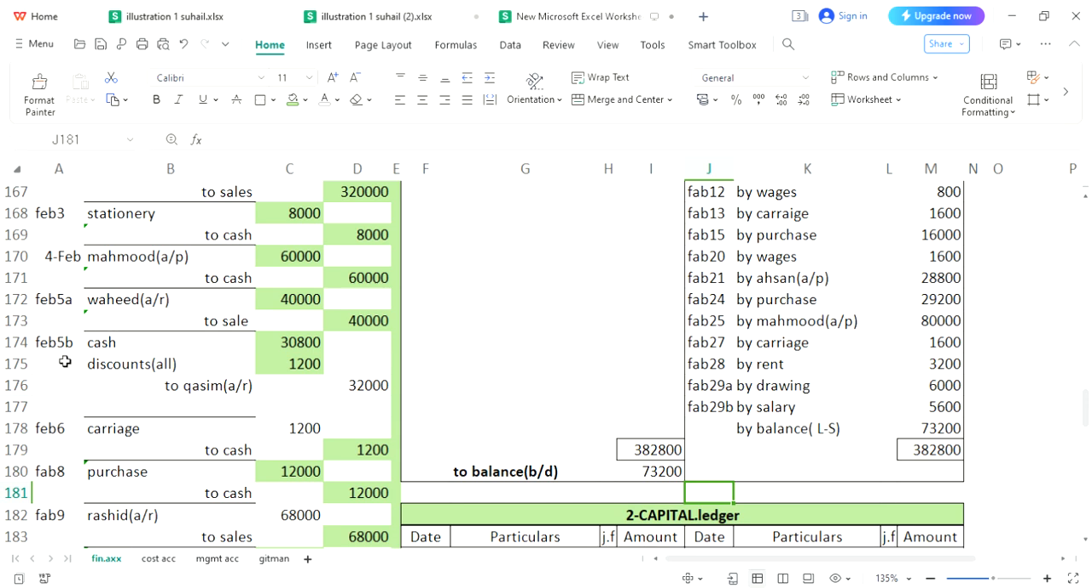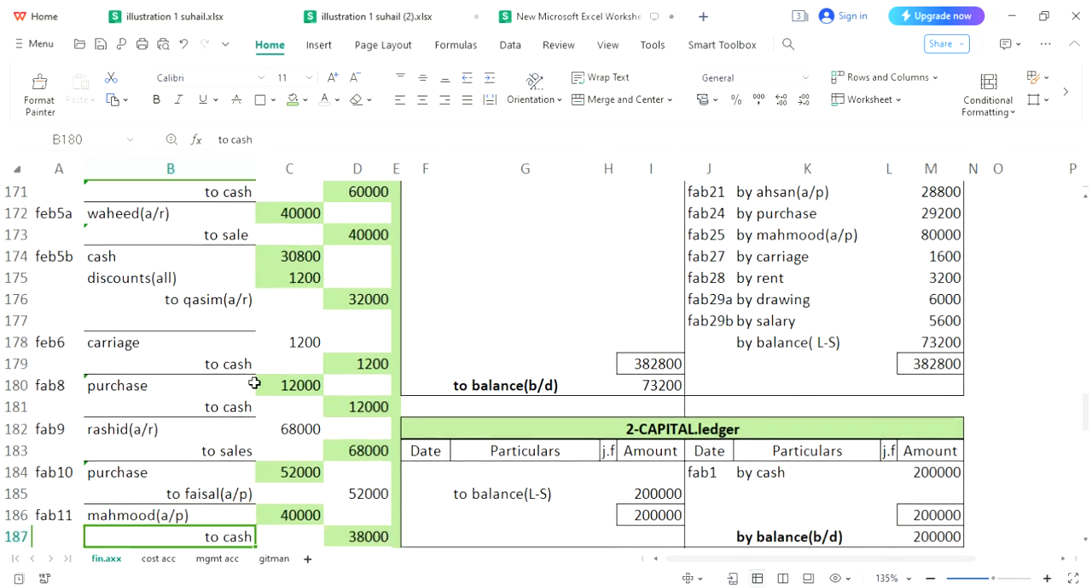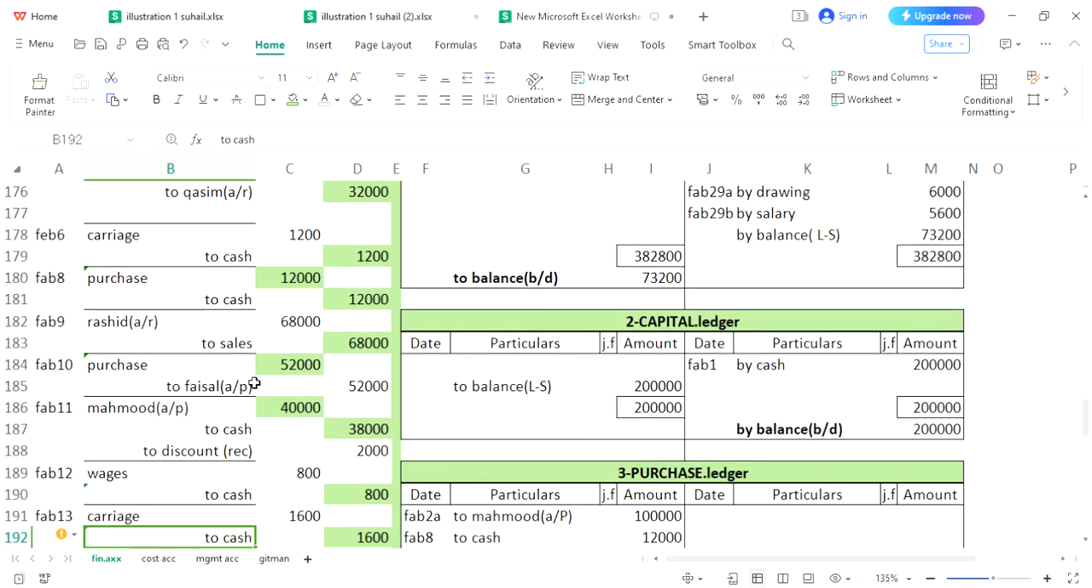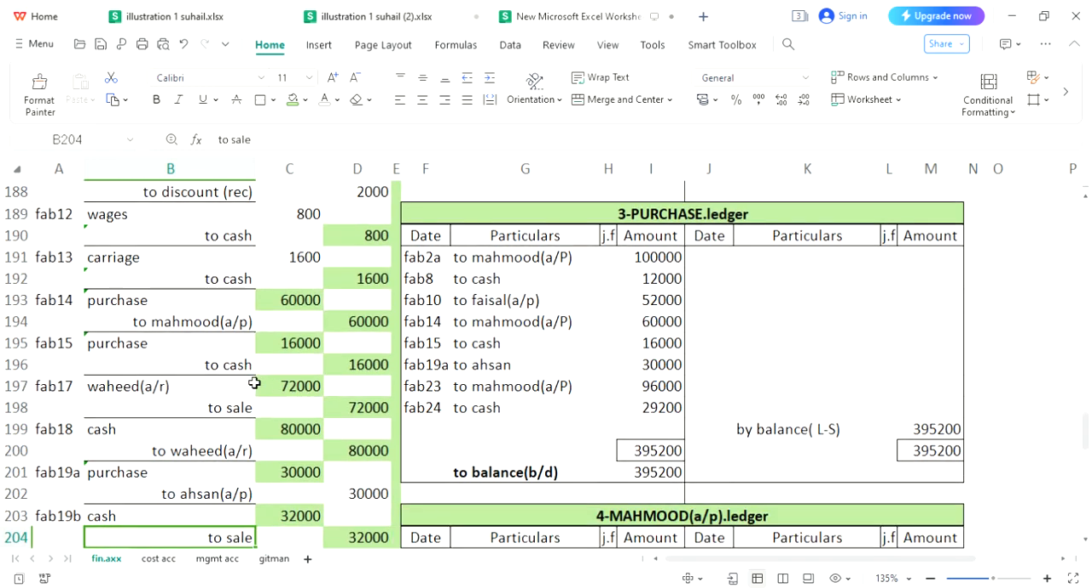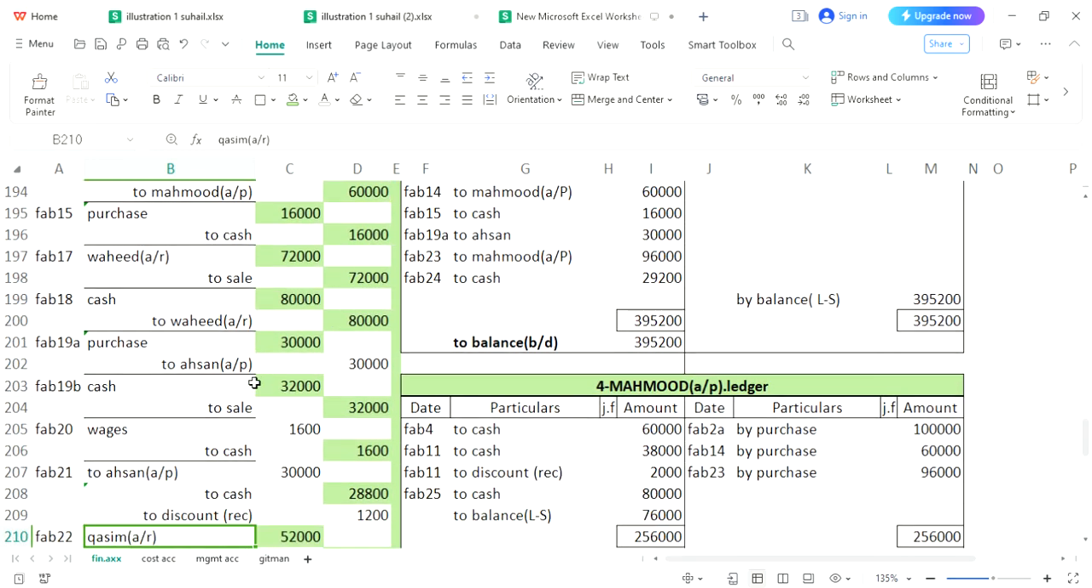The date has been mentioned, February 5B, both references have been written, and the 32,000 amount which was divided into two parts has been posted. So the entry including 32,000 is completed. We can mark it as done. We are making Qasim's ledger. Let's start our search for Qasim. Again, if Qasim is present anywhere else as well, we'll have to see both debit and credit sides for Qasim.